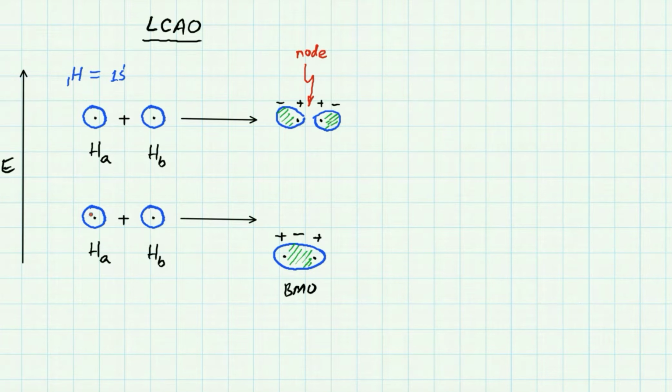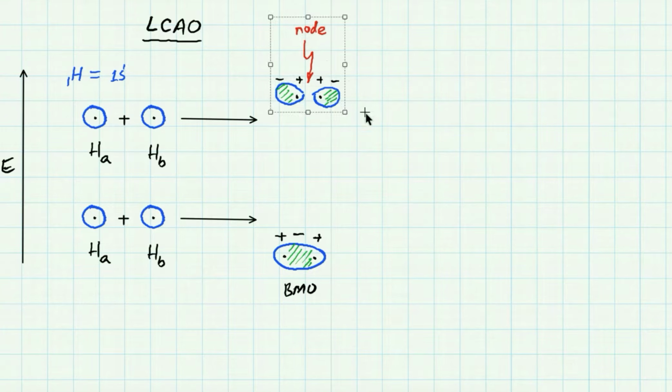So the combination of two 1s atomic orbitals results in the formation of two molecular orbitals. It may result in the formation of one of these two molecular orbitals. Now the force of repulsion between two nuclei will make this orbital go higher in energy as compared to the energy of the combining atomic orbitals.